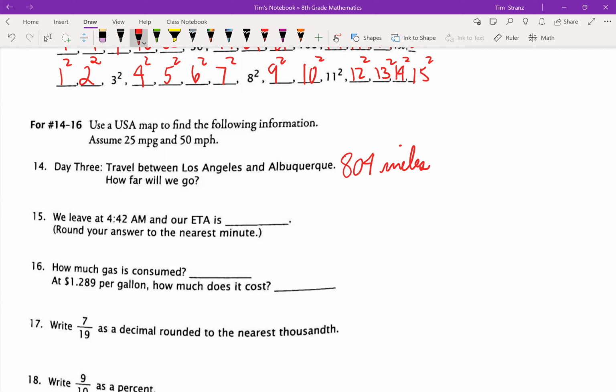Okay, number 15, we leave at 4:42 a.m. and our ETA is, okay, so the trip is 804 miles. Okay, you're driving at 50 miles per hour. So we're going to take 804 divided by 50 miles per hour. Okay, and we get approximately, so 50 goes into 80 one time, 30 left over. I'm going to bring down my 4. 50 goes into 300 6 times. That's 300.